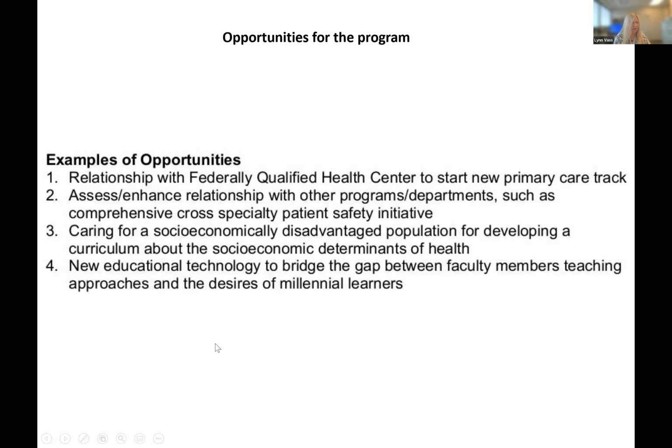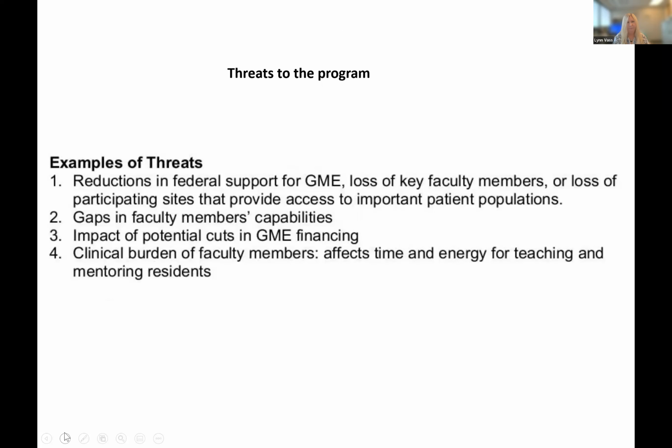And then opportunities for the program. Again, I got these examples from the ACGME website. And then threats. I guess these are good examples because this is what they're looking at. So if you were trying to figure out if you've got good threats or aims, these are good things to look at and go, okay, I guess we're in line with what they're looking at.